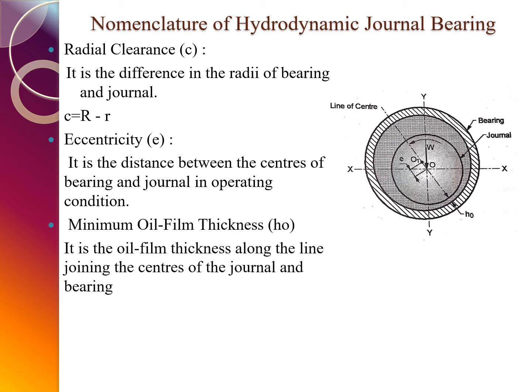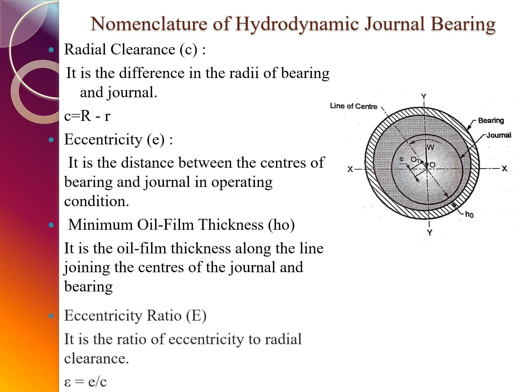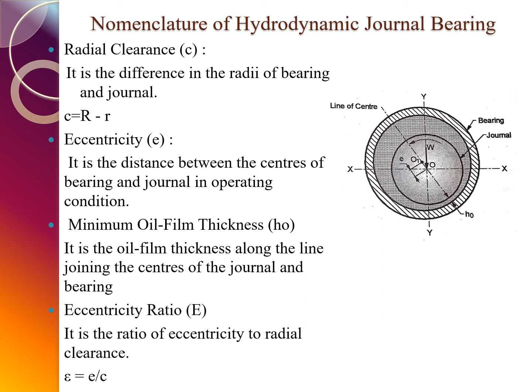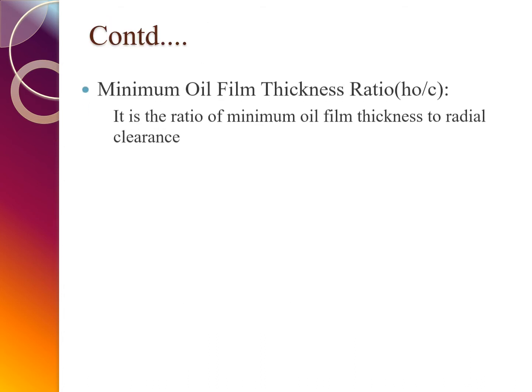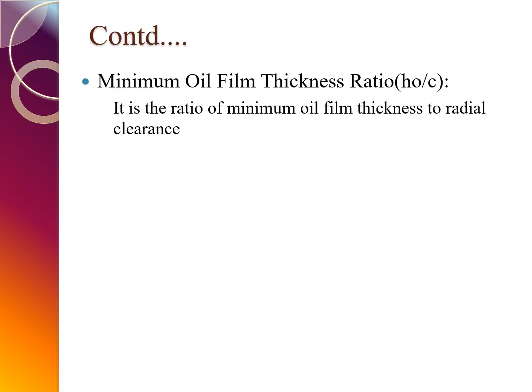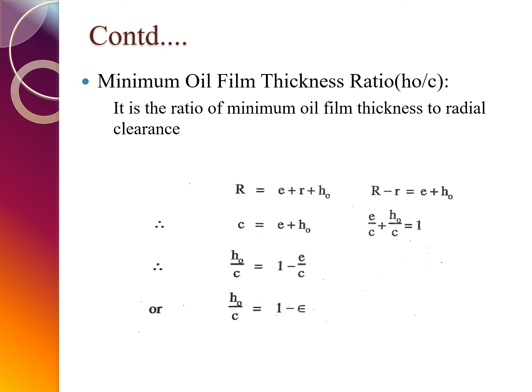Next is minimum oil film thickness, that is h0. It is the oil film thickness along the line joining the centers of the journal and bearing. Next is eccentricity ratio. It is the ratio of eccentricity to the radial clearance. Minimum oil film thickness ratio, that is h0 upon c. It is the ratio of minimum oil film thickness to the radial clearance.